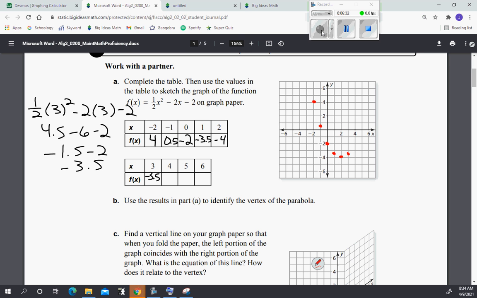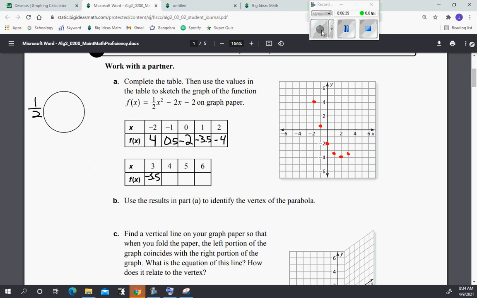Okay. How about when x is at 4? And hopefully we're going to get the pattern here. How about when x is at 4? 1/2 times 4 squared minus 2 times 4 minus 2. 4 squared is 16, 1/2 of 16 is 8, minus 8 minus 2, which is 0, negative 2. So when x is at 4, f of x is at negative 2.